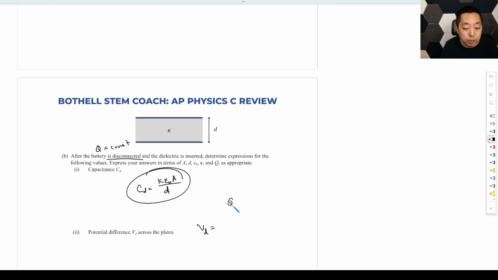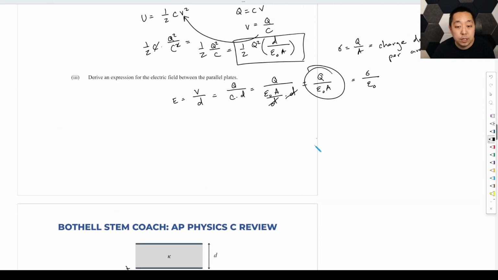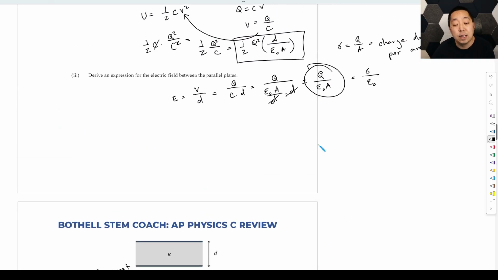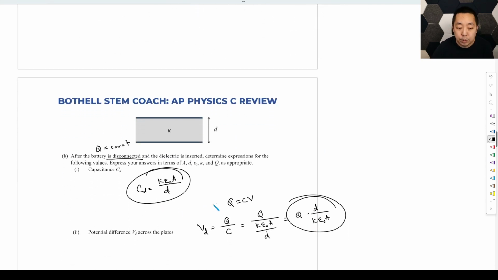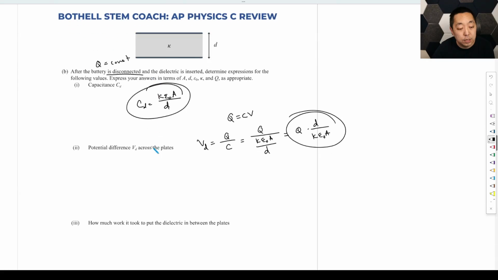The potential difference is still, let's see, we could do Q equals CV, but remember now the charge is constant during this time, so it's still Q divided by the capacitance, but now there's a kappa in here, kappa epsilon naught A over D. And so if you multiply by the reciprocal, you get QD over kappa epsilon naught A. If you compare that to the potential difference before, you see you've divided the potential difference by kappa, but that makes sense because the Q is kept constant.